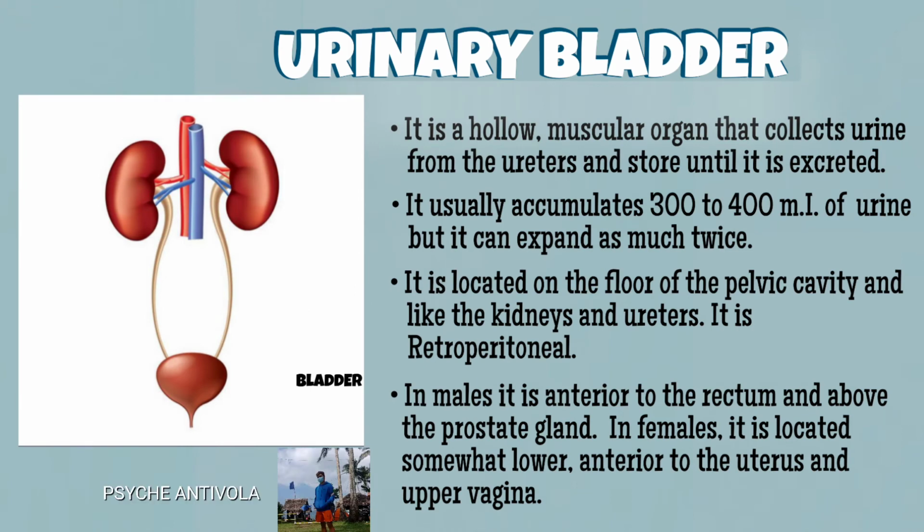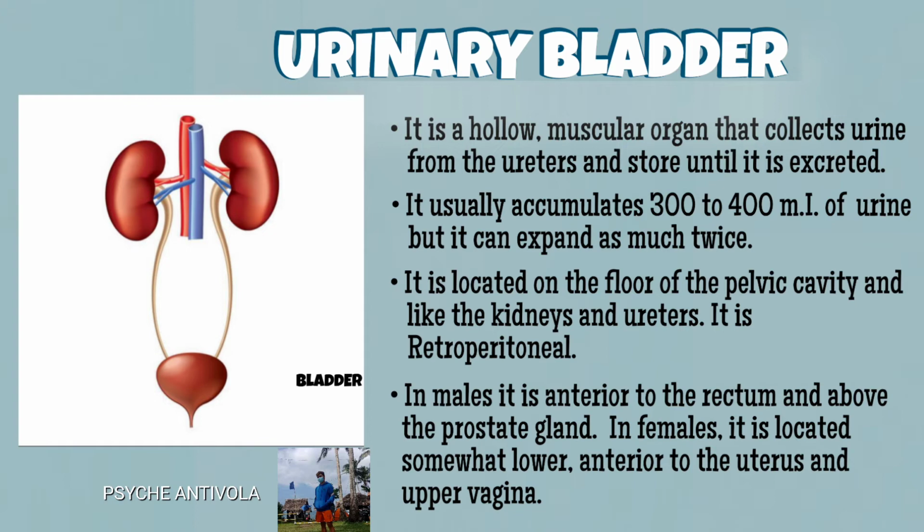Urinary bladder. So, ano nga bang urinary bladder? It is a hollow muscular organ that collects urine from the ureters and is stored until it's excreted. It usually accumulates 300 to 400 ml of urine, but it can expand as much as twice. It's located on the floor of the pelvic cavity and like the kidney and ureters, it is retroperitoneal.